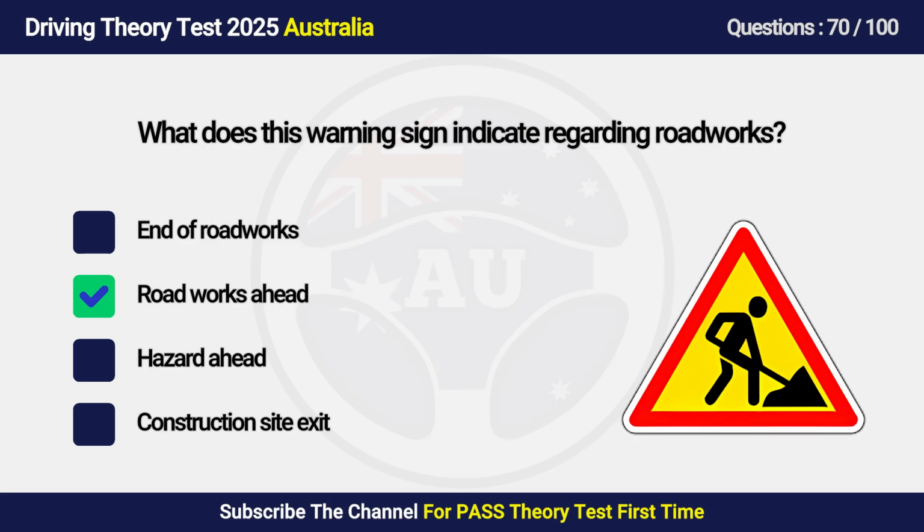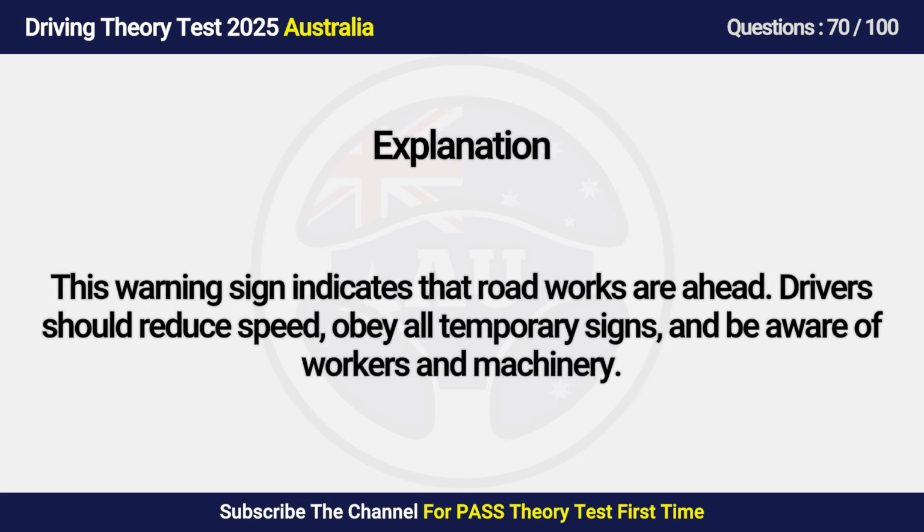Answer is B. Roadworks ahead. This warning sign indicates that roadworks are ahead. Drivers should reduce speed, obey all temporary signs, and be aware of workers and machinery.